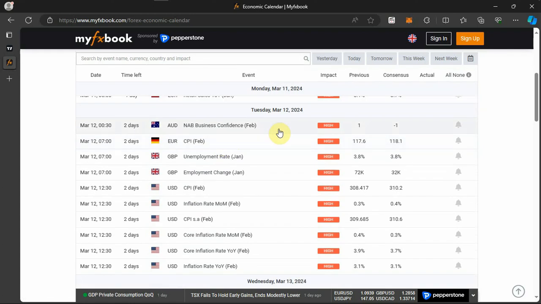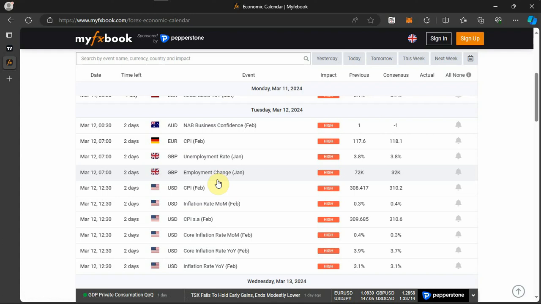On Tuesday, the 12th of March, 2024, we have Australia business confidence for the month of February. We have the CPI for the month of February for Germany, unemployment rate for the month of January for GBP. We have employment change for the month of January for GBP.